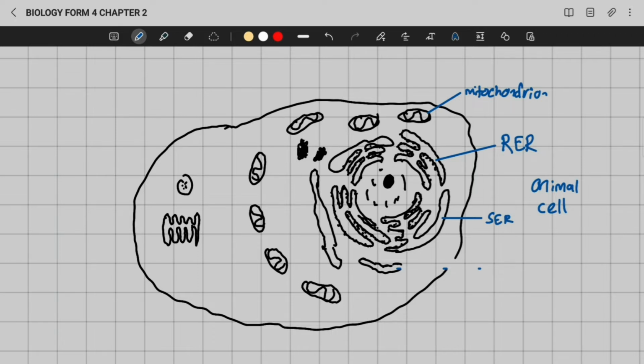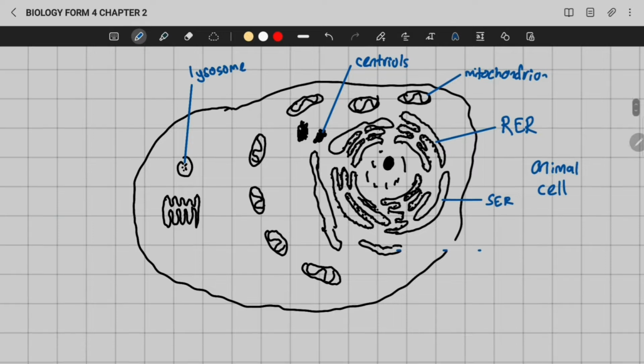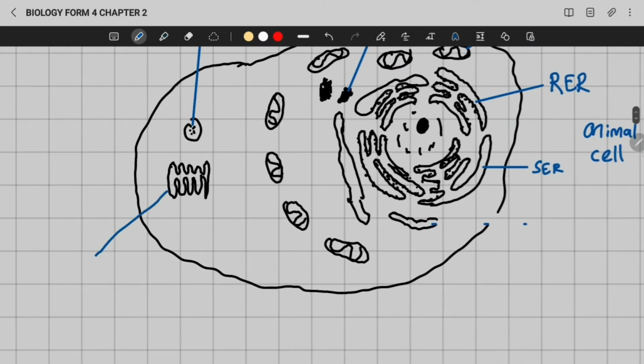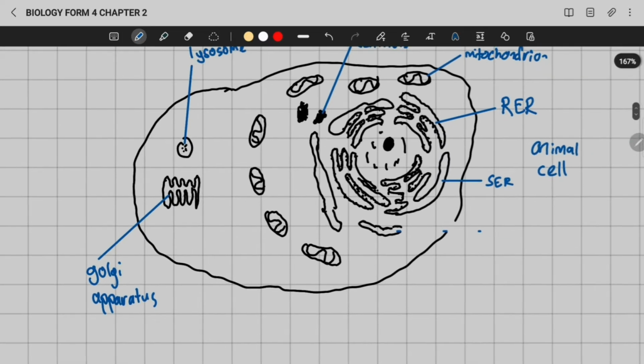And then we have the centriole, which always exists in pairs, and we have the lysosome, a vital organelle that carries out its function to digest and so on. And here we have the Golgi apparatus. And not to forget our important plasma membrane.